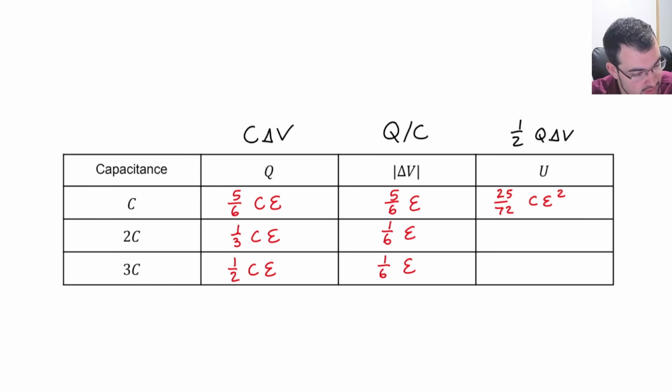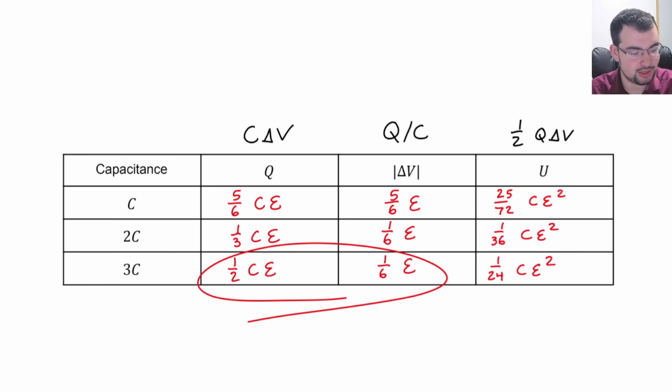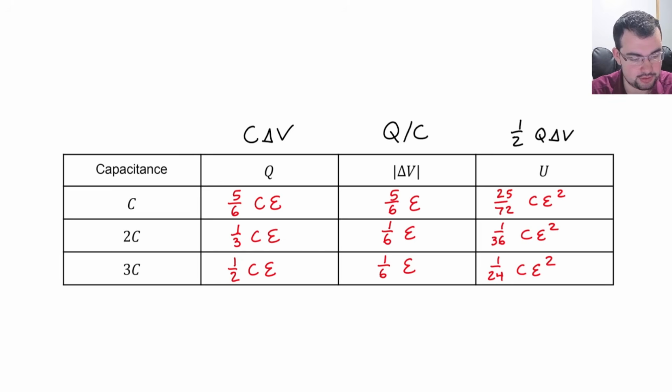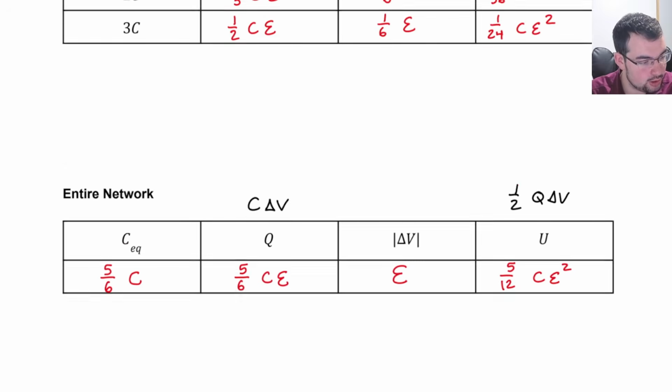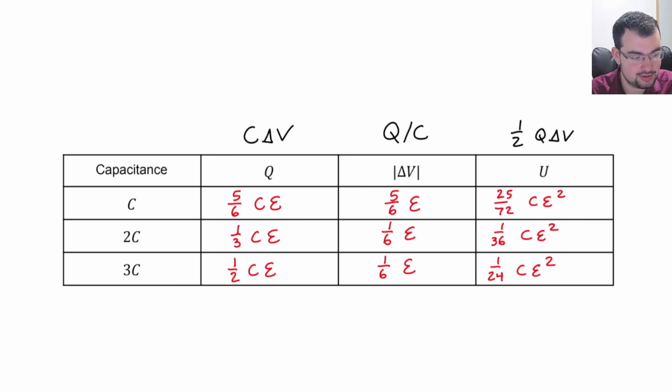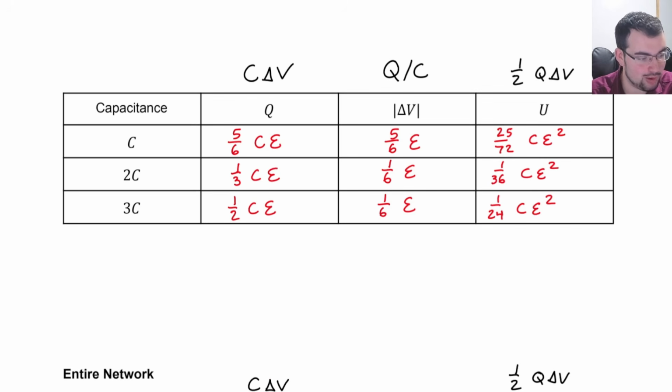All right, more lovely multiplying here. This is just going to be 1/36 C epsilon squared. And then we get 1/24 from the other one. Again, you just multiply these two boxes and divide by 2 once again. All right, now to check that it works out, we should hope that all these 3 numbers add to 5/12 C epsilon squared. Is that going to work?